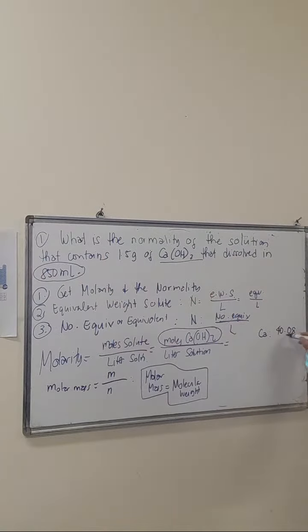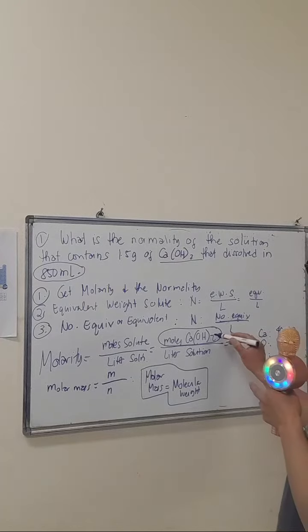Okay, 40.08. And then oxygen is 16, my dear. Hydrogen is 1.008. Okay, this is the atomic weight of each element in a compound. Then if we have a subscript, multiply that.